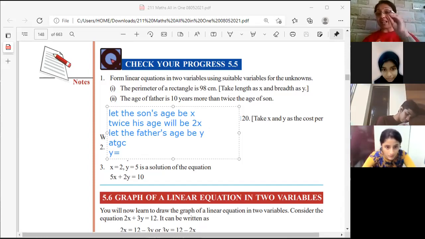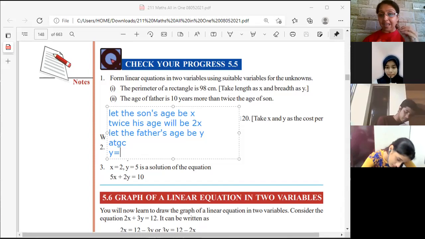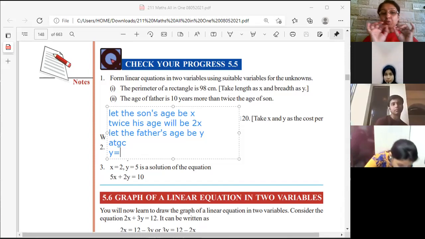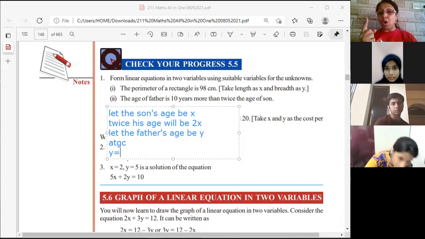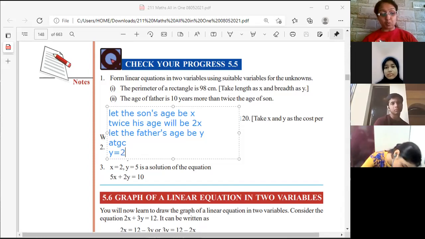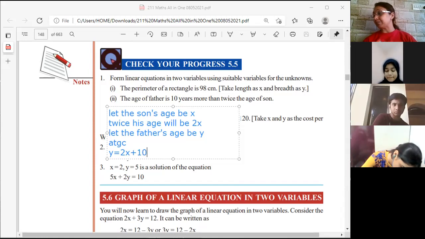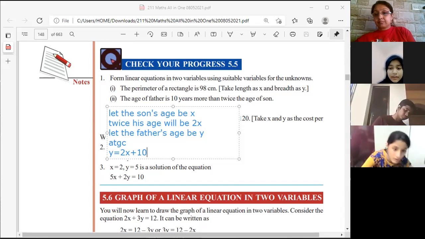The age of the father is. See how I am forming the equation. The age of the father is. So I take y and in place of is I will put equal to. 10 more than twice the age of the son. Twice the age of the son is 2x. 10 more will be plus 10. Am I right? Can I call this my equation for the second statement? Yes.